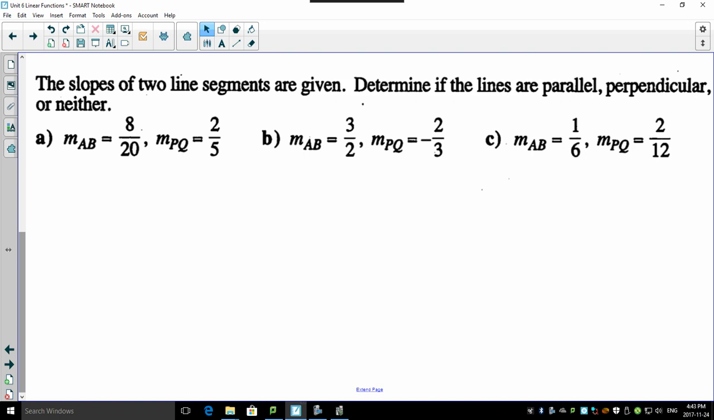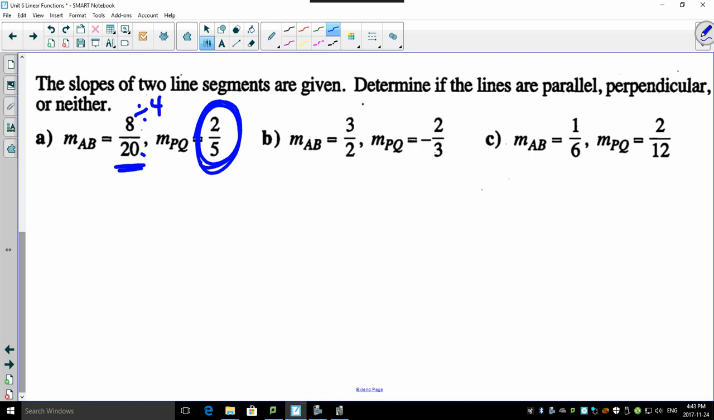With that idea, let's look at this question down here. The slopes of the two line segments are given. Determine if the lines are parallel, perpendicular, or neither again. Same kind of idea. Look at this. This is 2/5. That looks like it's in its most reduced form. This is 8 over 20. Obviously they're both divisible by 4. 8 divided by 4 gives you 2. 20 divided by 4 gives you 5. And look, lo and behold, these guys are parallel because they are the same.